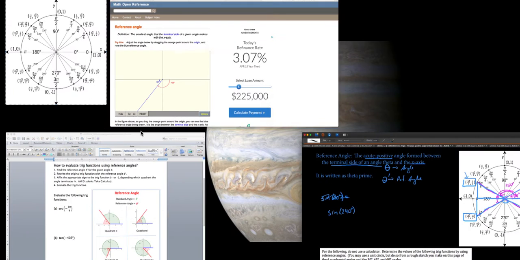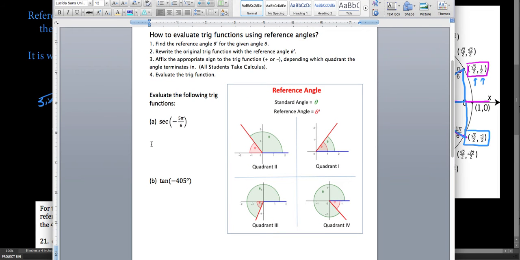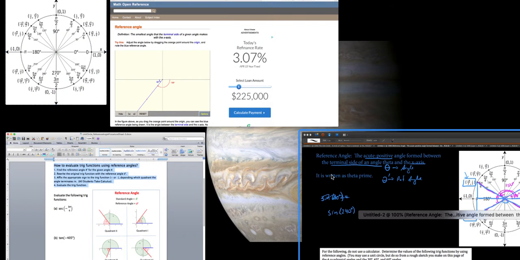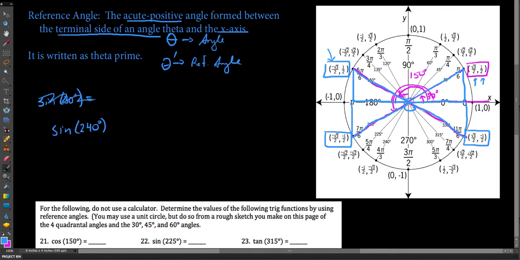So first things first, how might this work if we're going to evaluate trig functions using reference angles? I want everybody to focus on these 4 steps that you see here. It says, first of all, we're going to find the reference angle theta prime for the given angle theta. Once we do that, we're going to use our reference angle instead. But when we say 240, I usually just make an itty bitty sketch here, and it doesn't have to be pretty, but 240 degrees would lie somewhere in our third quadrant by the fact that it's between 180 and 270. So looking at this, here's our 240 degree angle, 240 degrees.